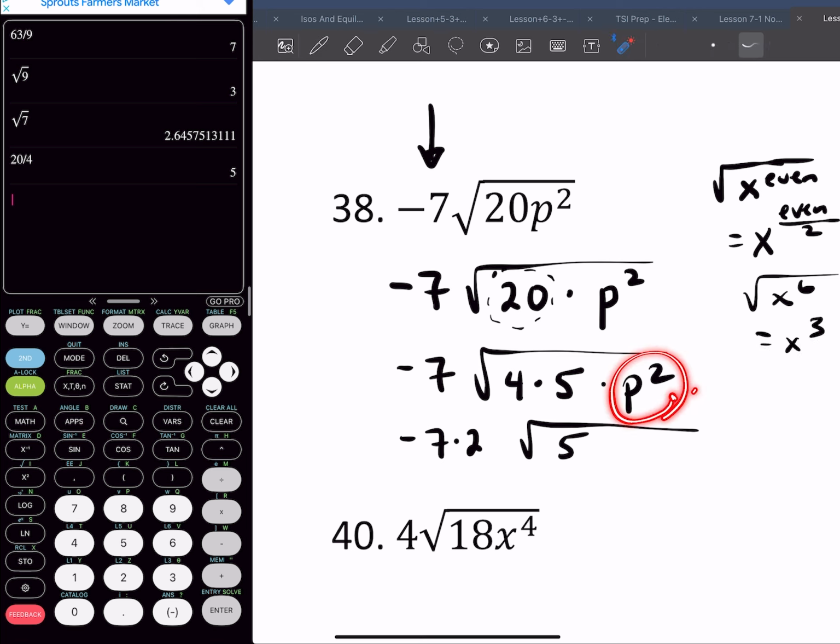So here's the thing with this one. The square root of p to the 2nd, it's an even number power, so you're going to do 2 divided by 2, which is 1, so it's going to be p to the 1st power, or just p. And where does p go? It's going to go outside. Okay? So I'm going to build my answer, negative 14 p root 5. Negative 14 p root 5. Okay? So that's your answer.